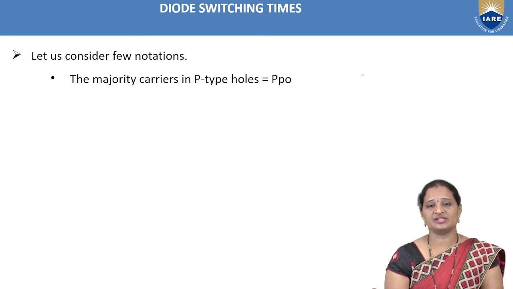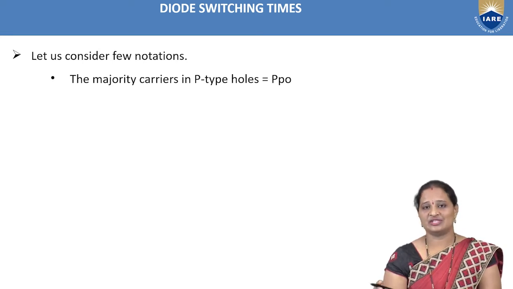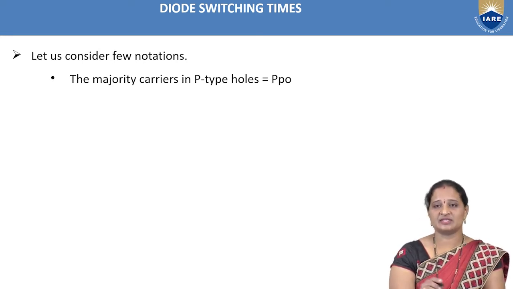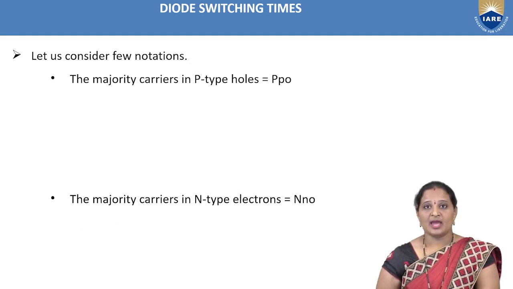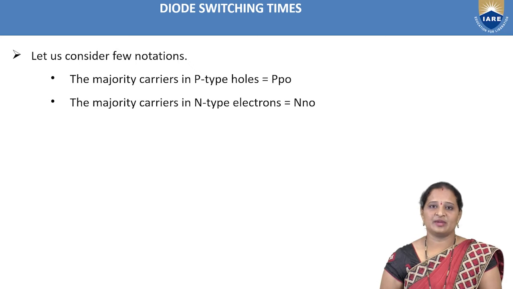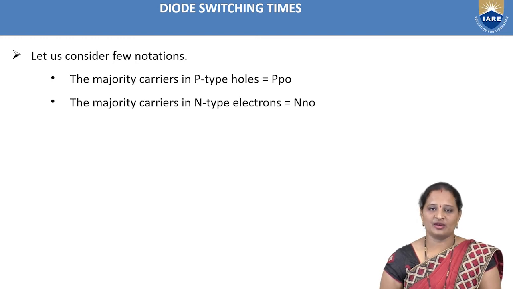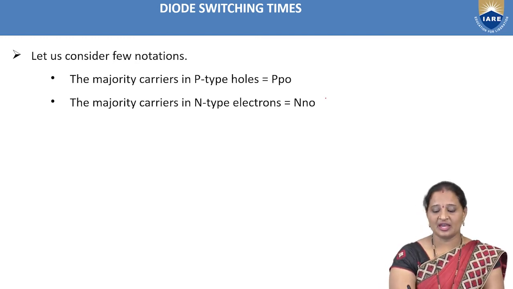So when no voltage is applied to the PN junction diode, the majority charge carrier concentration in the P-type material, which is the holes, is represented with Pp0. And similarly, the majority carriers in N-type semiconducting material, which are the electrons, are represented with Nn0.